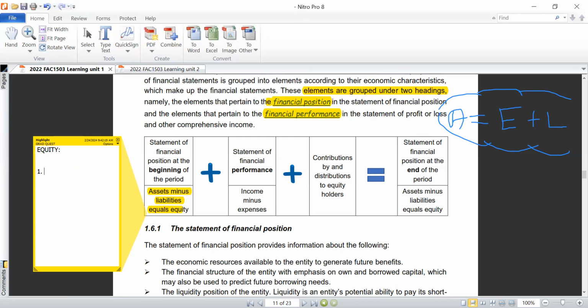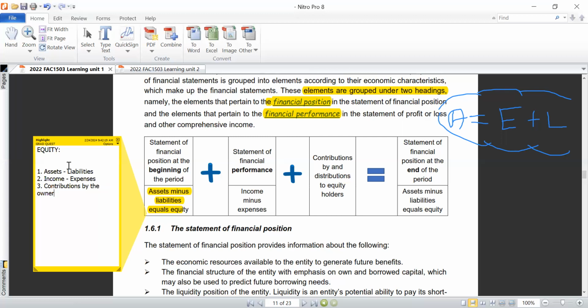So now the first part there, they're simply saying what makes up equity. It will involve the difference between assets minus liabilities. And number two, it will also involve the difference between income and expenses. All of this would affect your equity element. And then number three, it will also involve contributions by the owner.